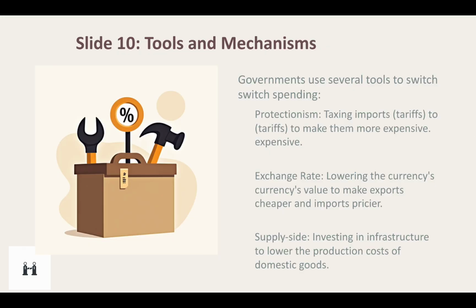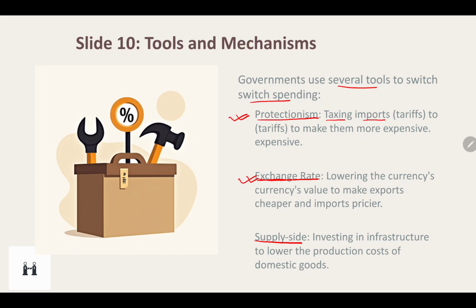Tools and mechanisms: the government uses several tools to switch the spending. They use protectionism, they depreciate the exchange rate, and they use supply side policy. How do they use protectionism? Taxing imports, tariffs. So imports become very expensive, and people will switch to the domestic products.